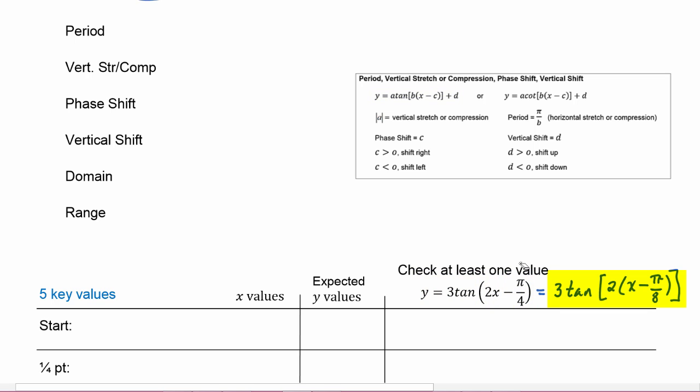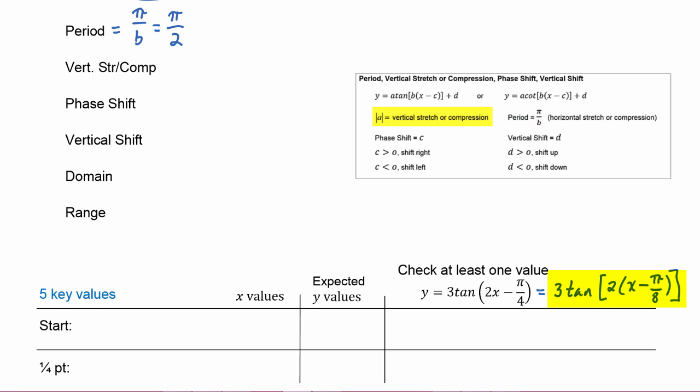Now it's easy for us to see a, b, c, and d. We know to find the period, we need to do pi over b. And remember, that's a difference for tangent and cotangent. That's different than sine and cosine. Sine and cosine was 2 pi over b. Tangent and cotangent is pi over b. So this becomes pi divided by 2. Nothing to reduce, so that is our period.